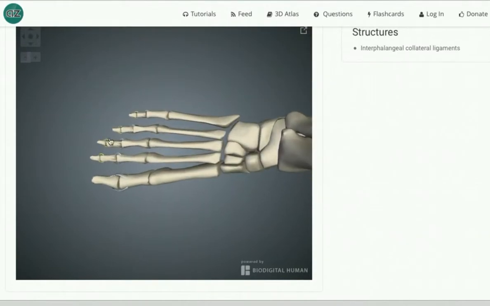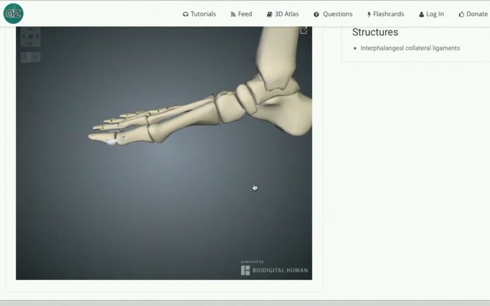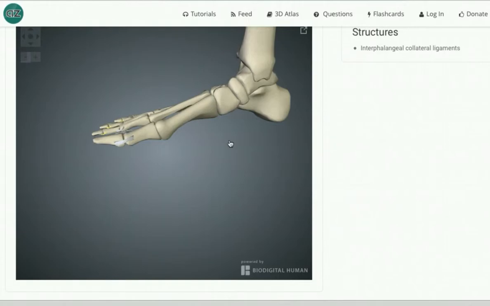Alright, so that is the foot and ankle from the bones, the joints, the ligaments, arches, and now we finally have made it to muscles. So let's get going on that.